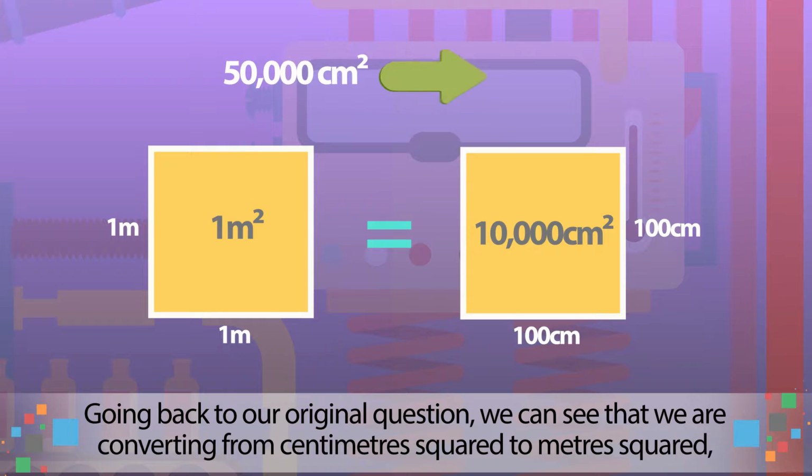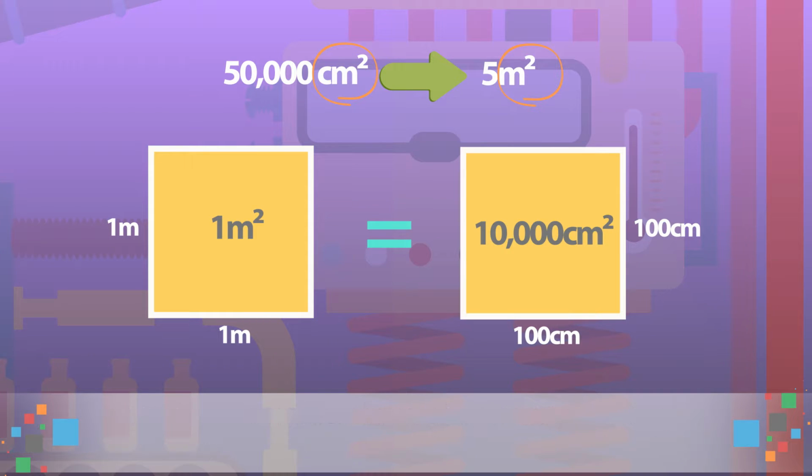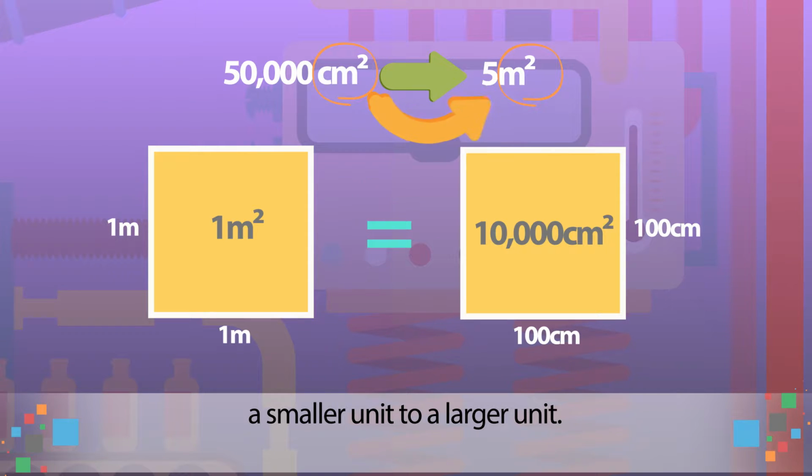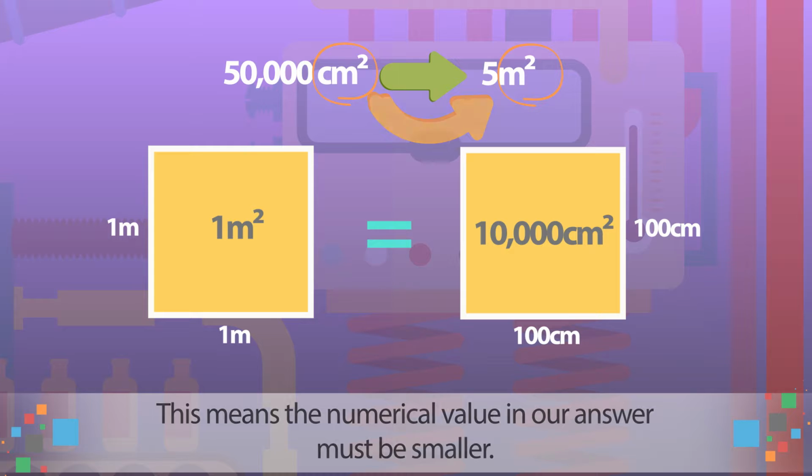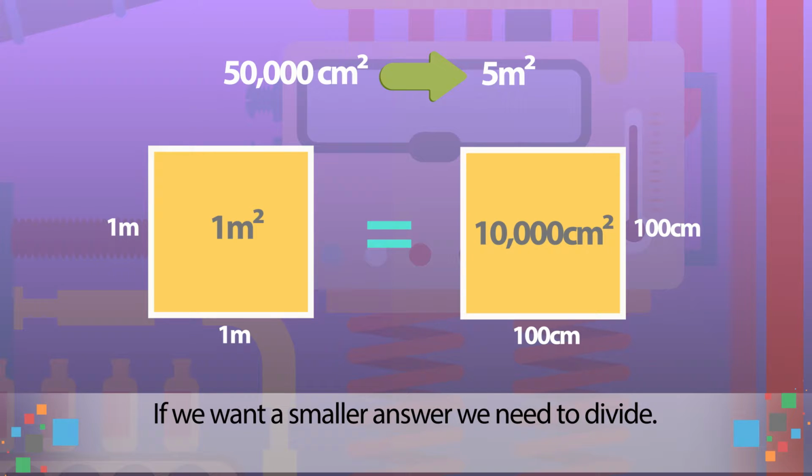Going back to our original question, we can see that we are converting from centimetres squared to metres squared, a smaller unit to a larger unit. This means the numerical value in our answer must be smaller. If we want a smaller answer, we need to divide.